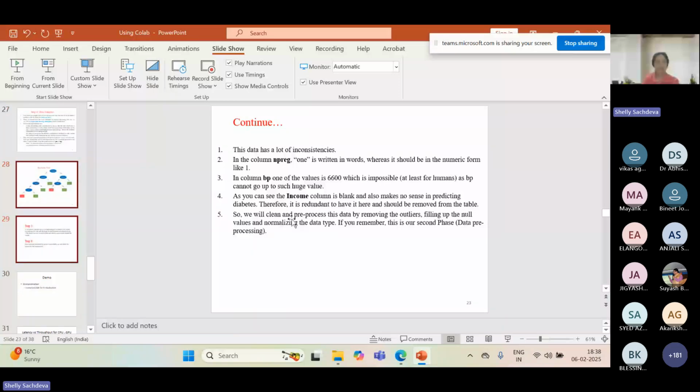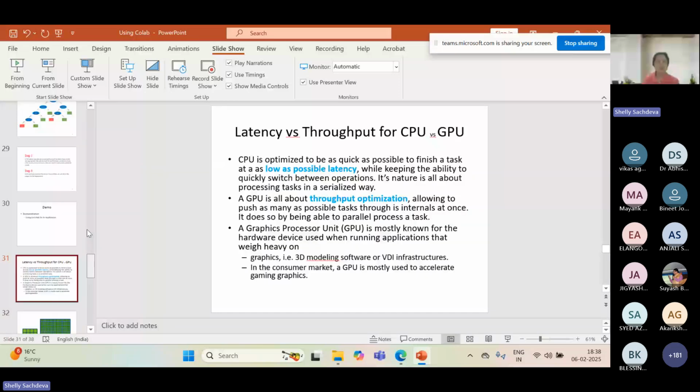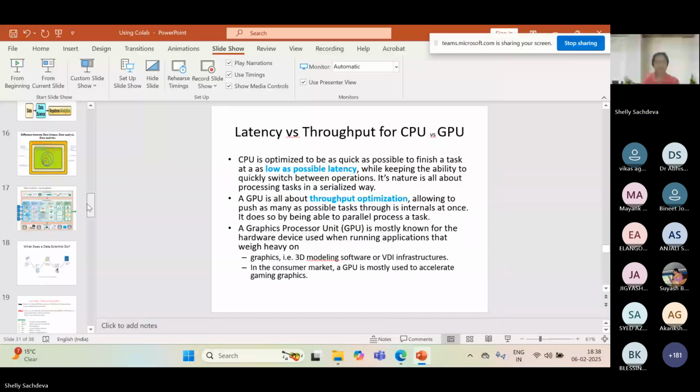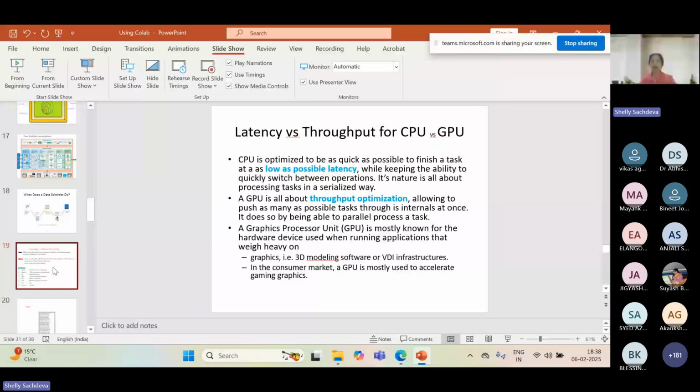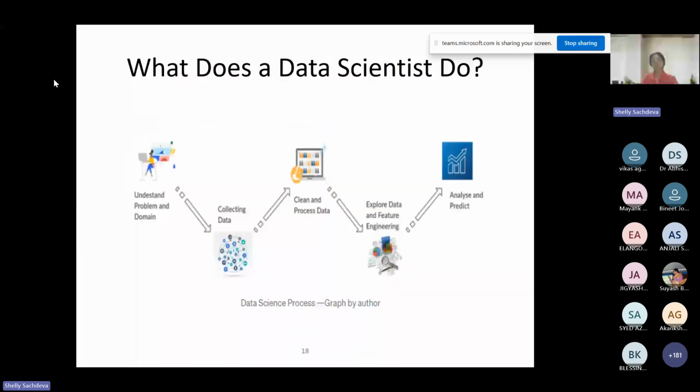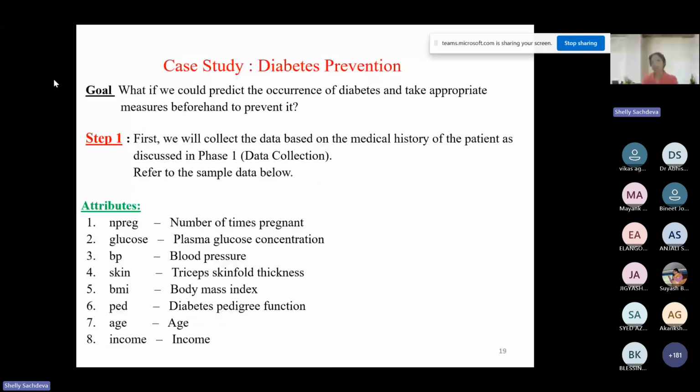I will show this case study, and then further demonstrate it through Google Colab. This is what the role of the data scientist is. For this particular case study, I have a diabetes prevention case study where my goal is: what if we could predict the occurrence of diabetes and take appropriate measures beforehand to prevent it? So the goal was to predict the occurrence of diabetes and take appropriate measures beforehand to prevent that scenario. Step one is the data collection.